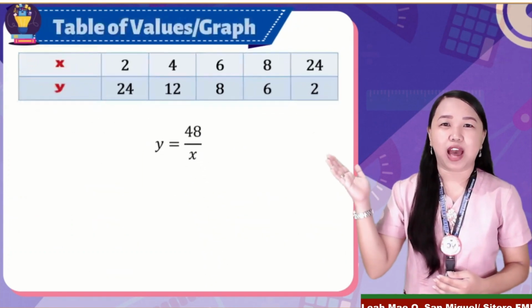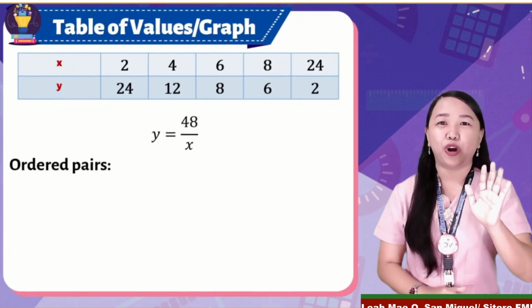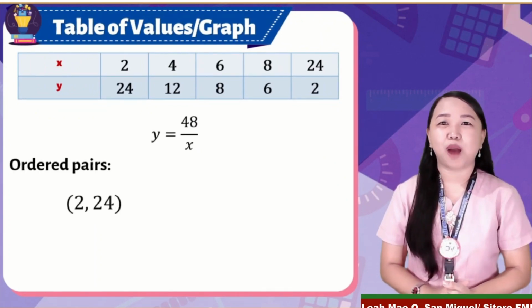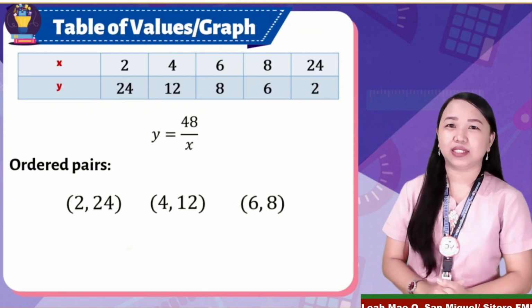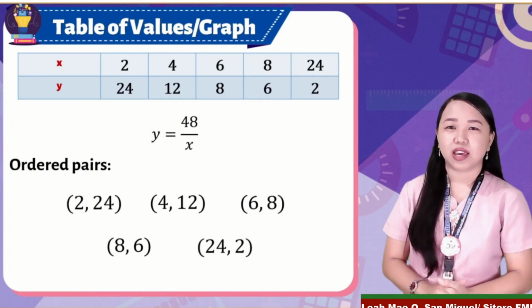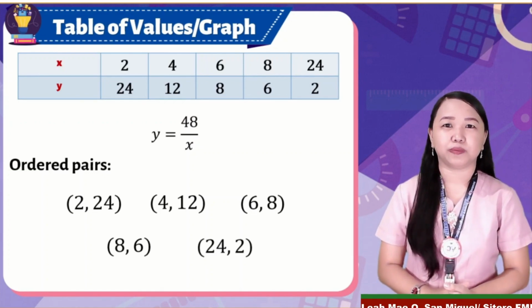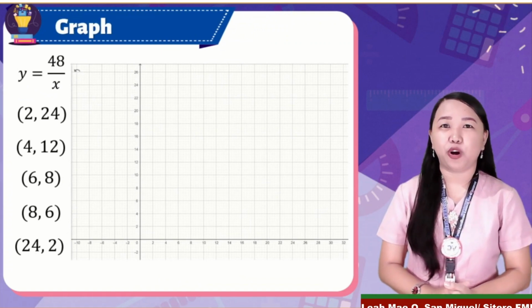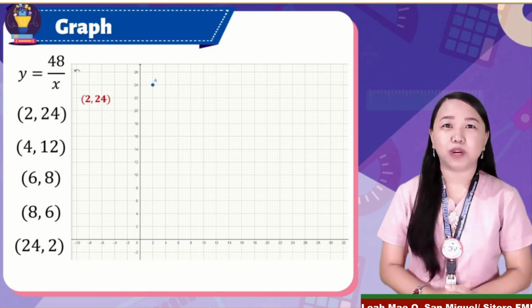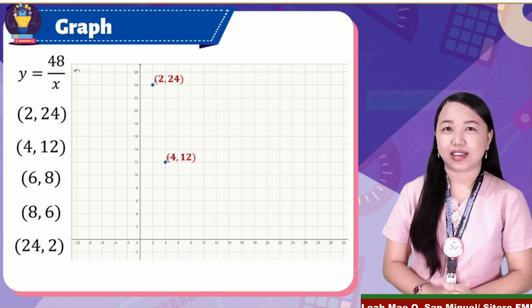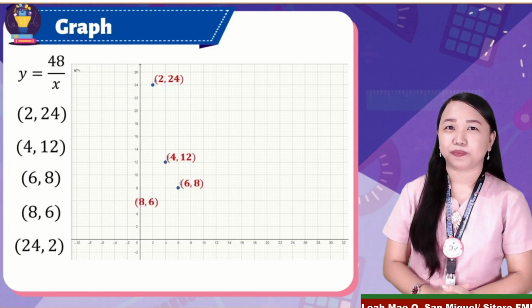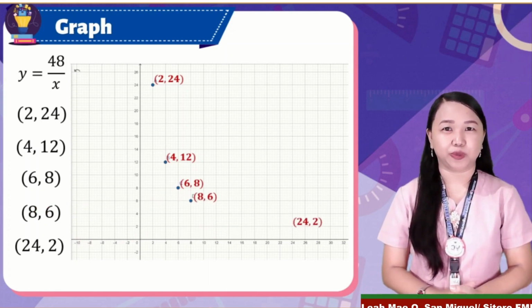Out of this table of values, we have 5 ordered pairs: (2, 24), (4, 12), (6, 8), (8, 6), and (24, 2). Plot the points on a Cartesian plane. We have (2, 24), (4, 12), (6, 8), (8, 6), and (24, 2).